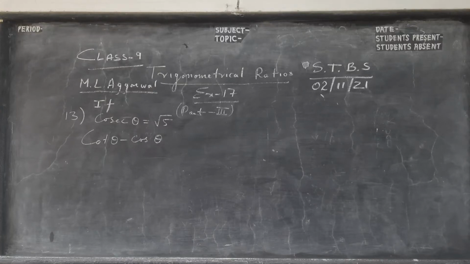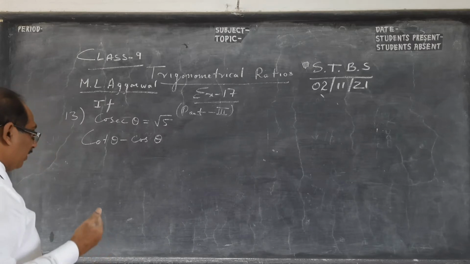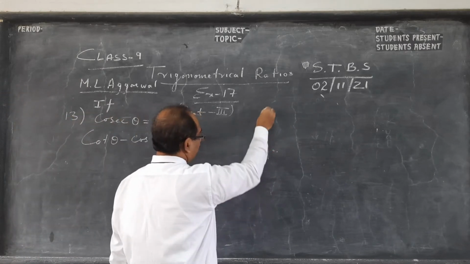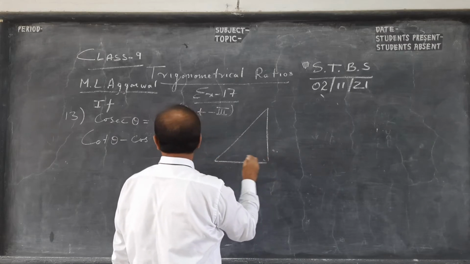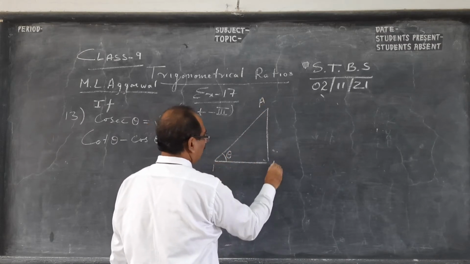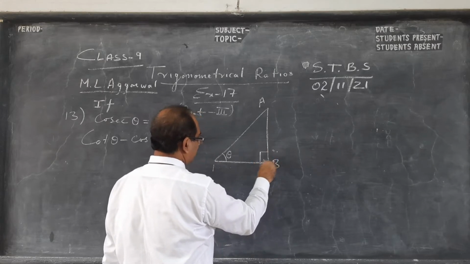Now children, we move on to a little difficult question, then we will go to more questions. So here cosec is given. So we draw a triangle like before. This angle is theta, you can call it A, B. B generally we take to be the right angle, C.